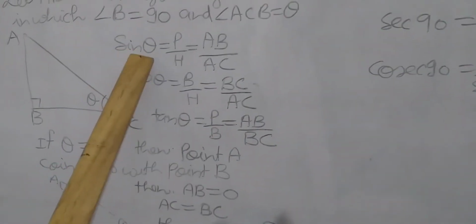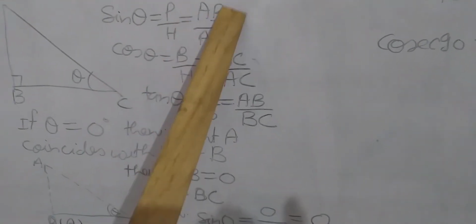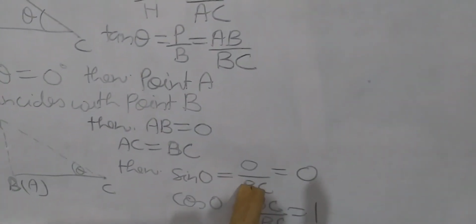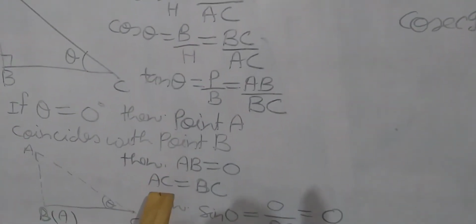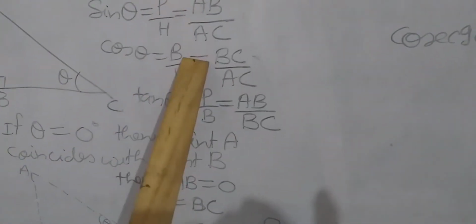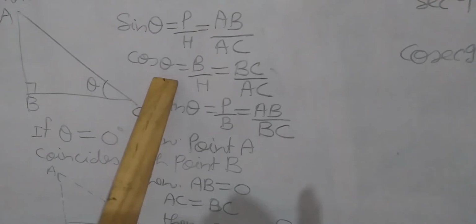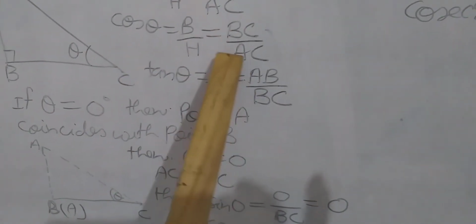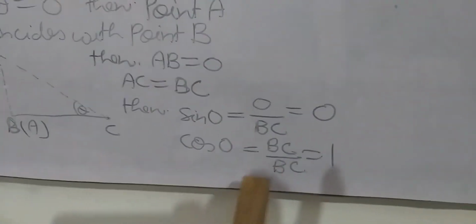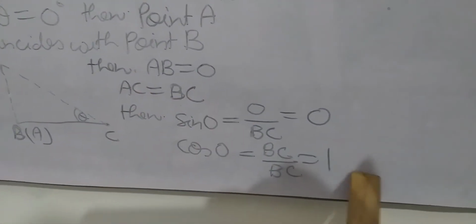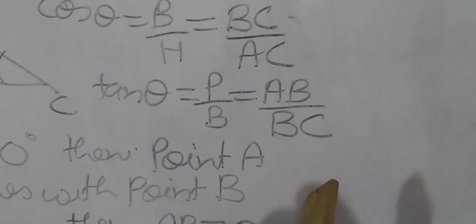So sin 0, AB is 0 students, so 0 upon AC, and AC equals BC students. So here we can write 0 upon BC equal to 0. Cos 0, theta equals 0 students, then BC upon AC, so AC equal to BC, so we can write BC upon BC, 1. Cos 0 value is 1. Now tan 0 students, for tan 0, AB is 0, 0 upon BC is 0. So tan 0 is 0.